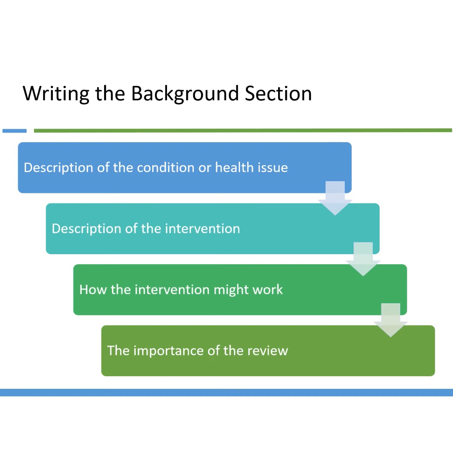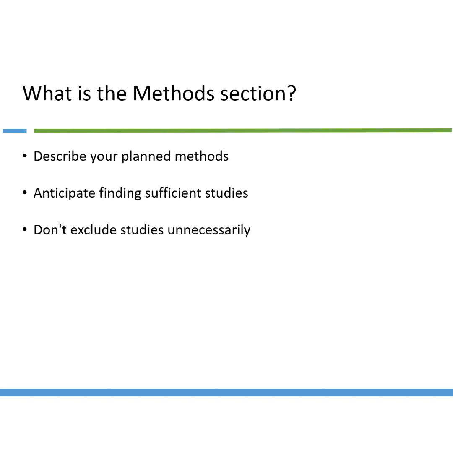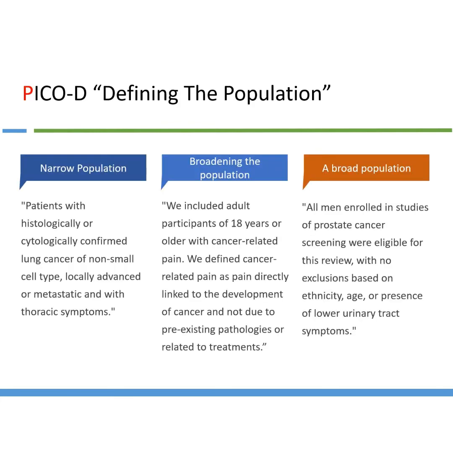You need to write the background, describe the condition or health issue, describe the intervention, how the intervention might work, and the importance of the intervention. And then in the method section, you describe your planned methods, anticipate finding sufficient studies, and whether you're going to do a meta-analysis, and don't exclude studies unnecessarily. That could be in your plan. And then you will put your PICO.